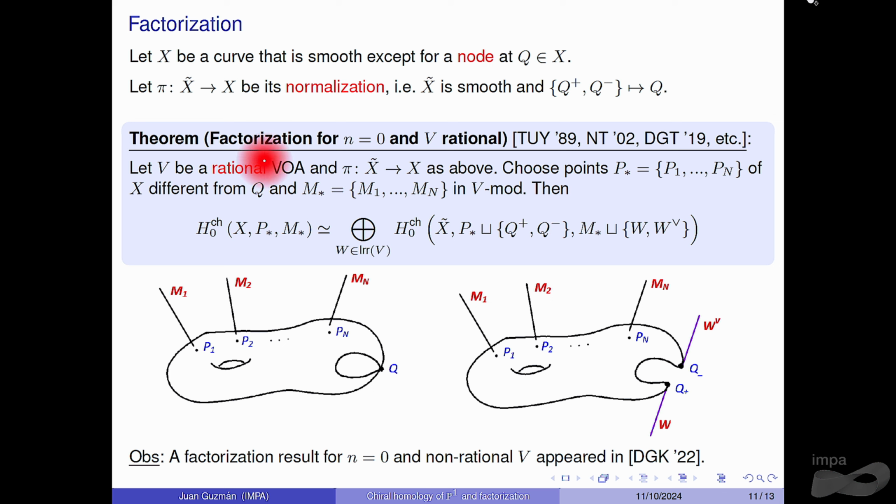Very recently, there's a generalization given in this paper, still for n equals 0, but for non-rational VOAs, which is going to be a little bit more abstract, because for non-rational VOAs, we can't actually talk about the irreducibles, and this is not going to be a finite sum, and we have several problems. But there is a way to state this problem for non-rational VOAs.